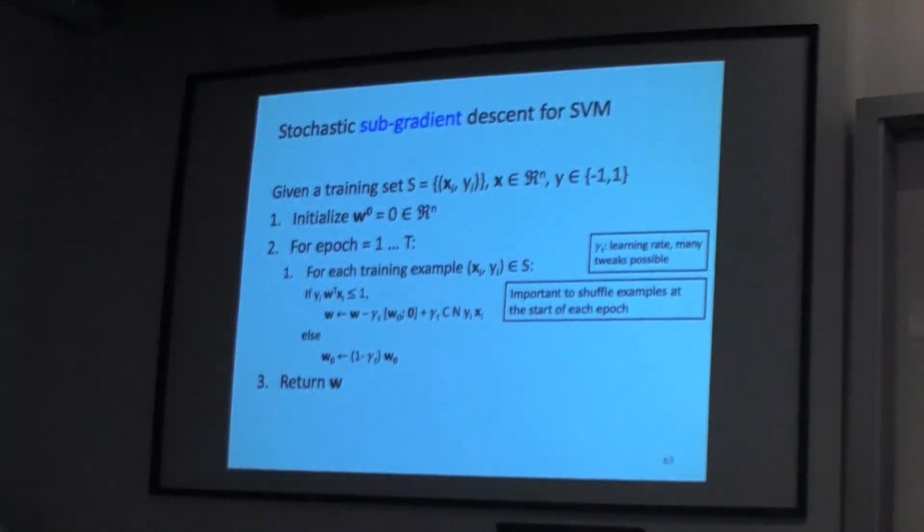And in our next homework, you're requested to implement stochastic subgradient learning for SVM, so I would like to recommend you to use this algorithm, right? So here again, the gamma t is the learning rate, and it might have many tricks. We're gonna go to the setting of gamma t in a minute.